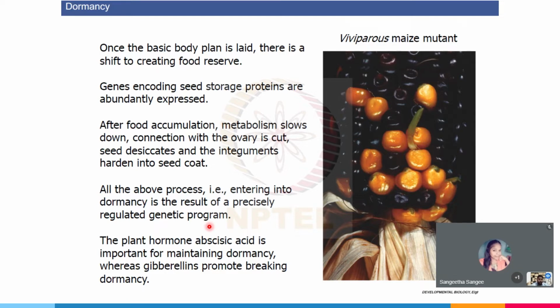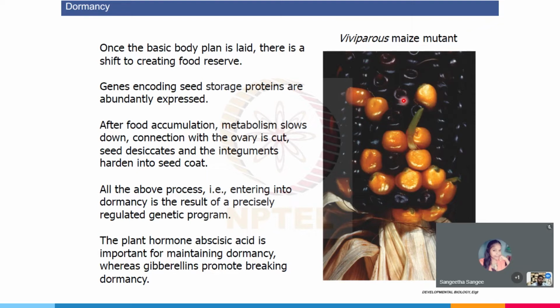And when it should come out of the dormancy and start forming the embryo is also very much precisely regulated by the entire genetic program of the seed. The plant hormone abscisic acid is important for maintaining dormancy, whereas the gibberellins promote breaking dormancy. So while in dormancy, abscisic acid is more prominent, while as the seed comes out of the dormant period, gibberellins are being produced. This is the viviparous maize mutant that was being talked about in the question as well.